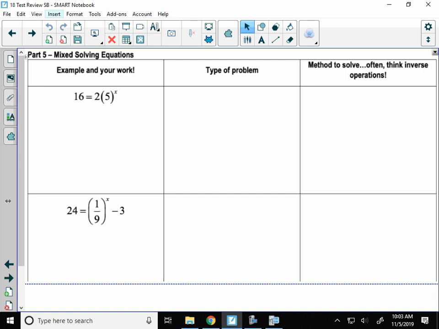equals 2 times 5 to the x. Now, the box that says type of problem, we're either going to write that it's an exponential or it's a logarithm. So would you say this is an exponential equation or a logarithmic equation? It's an exponential. All right, so right here, this is an exponential.